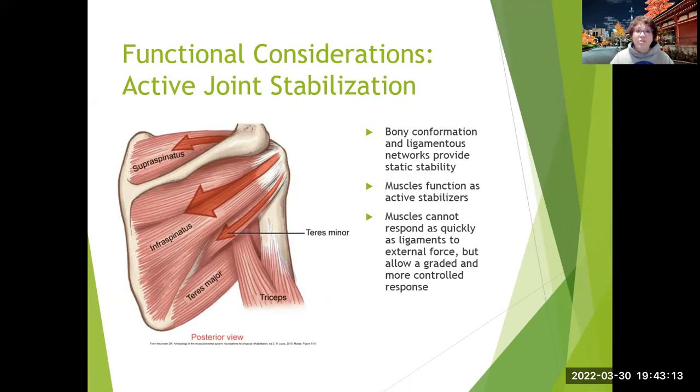We also have muscle for active joint stabilization. It's not just passive the way a ligament is. Our bony conformation and our ligament networks provide static stability, and muscles function as active stabilizers. Muscles can't respond as quickly as ligaments to external force. With a ligament, there's an external force and the ligament's like, nope, I don't think so. But muscles allow a more graded and controlled response. They can say, okay, we got this under control. We've got a little motion, but we're controlling it with our nervous system.